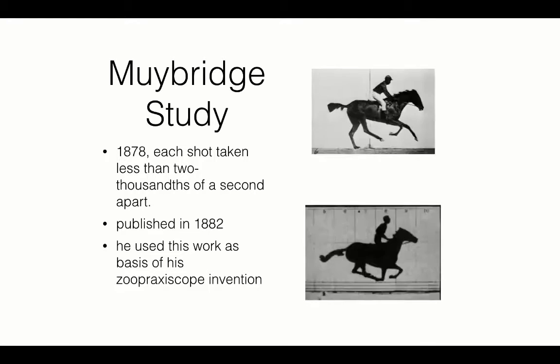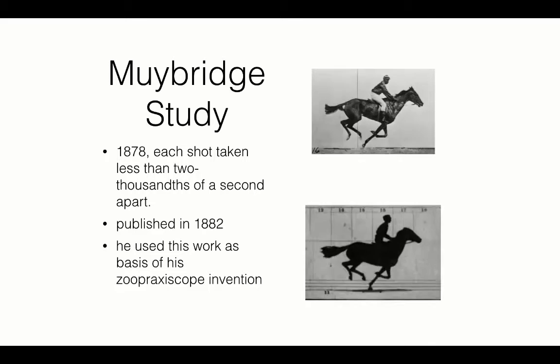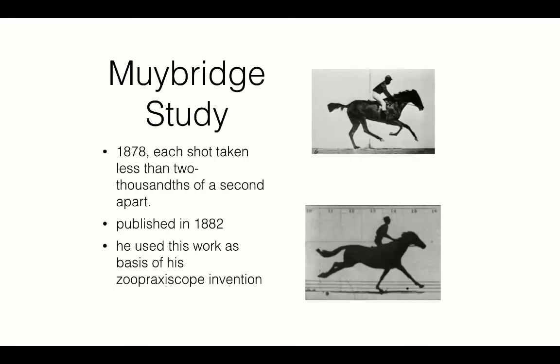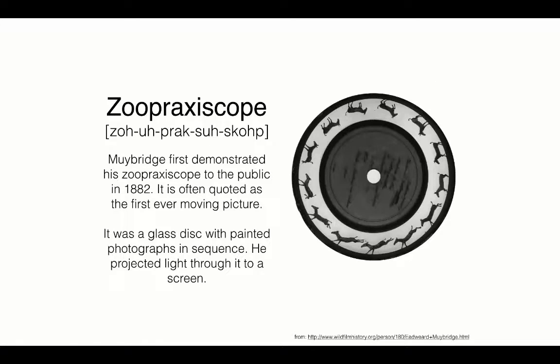And he published this work in 1882, and he used this work as the basis of his zoopraxiscope invention. Okay, so zoopraxiscope. Muybridge first demonstrated his zoopraxiscope to the public in 1882. It's often quoted as the first ever moving picture. Basically, it's a little glass disc with painted photographs in sequence, and he projected light through it to a screen.